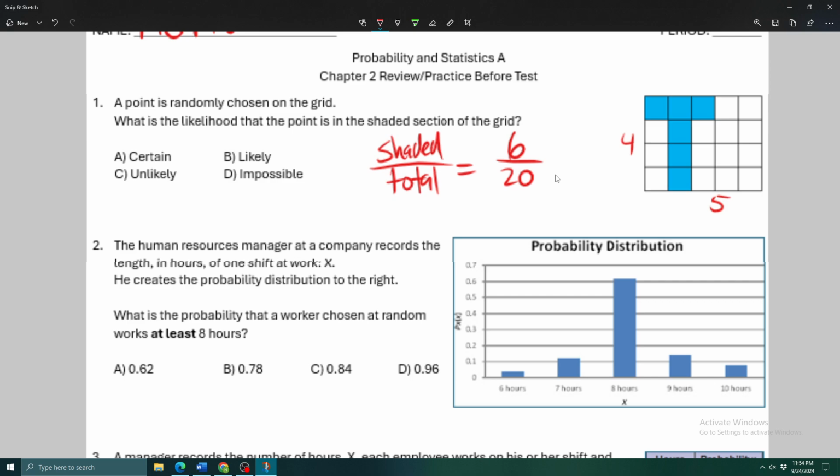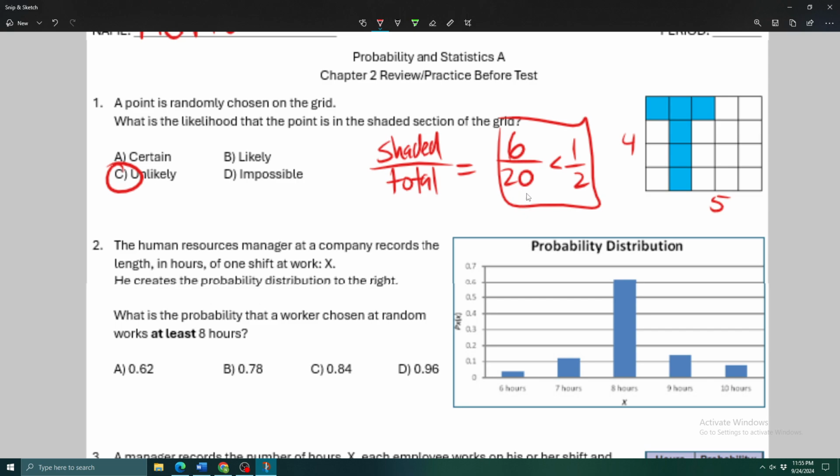We don't even really need to do all this. We can clearly see that this is less than half, right? But certainly it's not 0, so our answer would be unlikely. But this is the reason, right? Because 6 over 20 is less than half, right? 6 is less than half of 20.